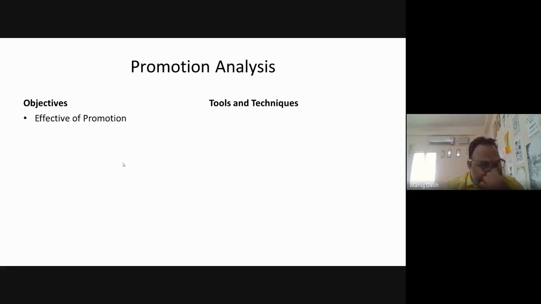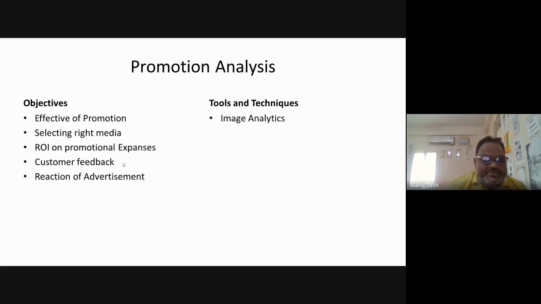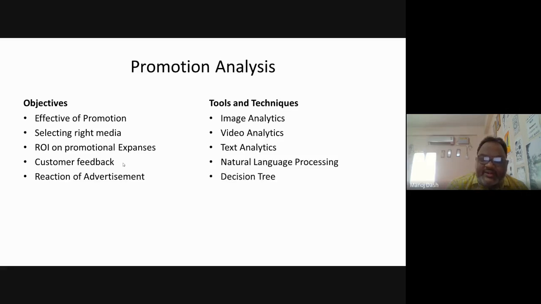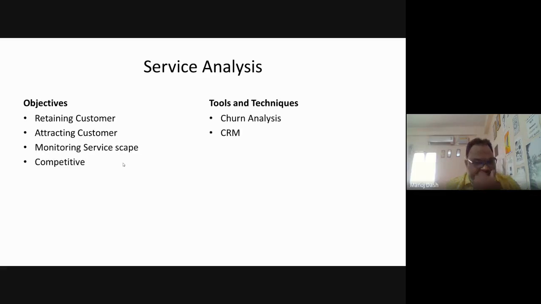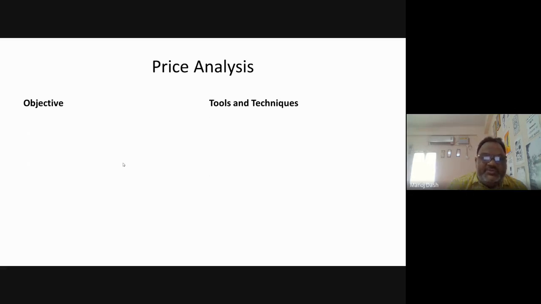If you're interested in promotional analysis, meaning effective promotion, selecting the right media, ROI, customer feedback, and reaction to advertisements, then the researcher should understand image analytics, video analytics, text analytics, NLP, and decision trees. And if you're interested in service analysis, then you can apply churn, CRM, eCRM, MCRM, ICRM. These are some of the statistical tools you apply to understand service analytics.